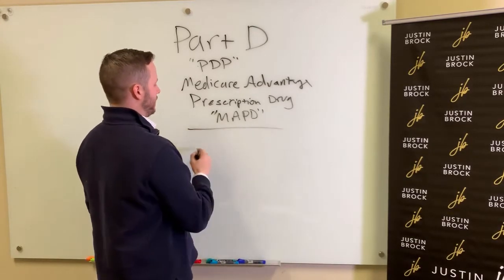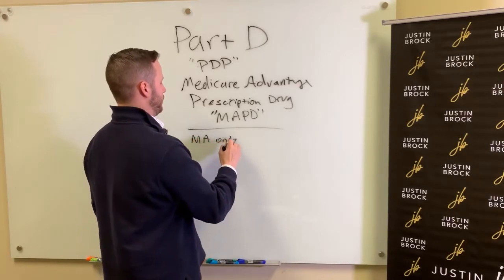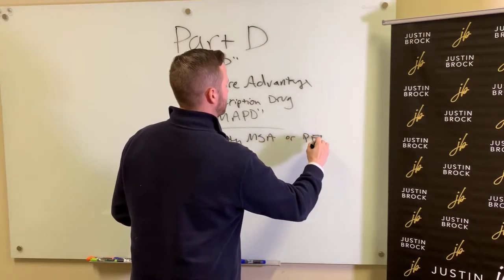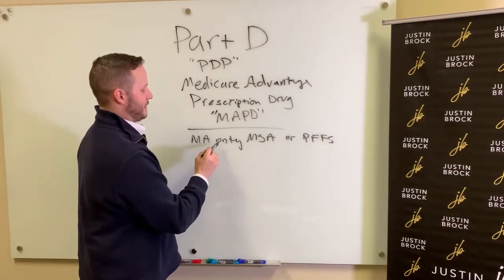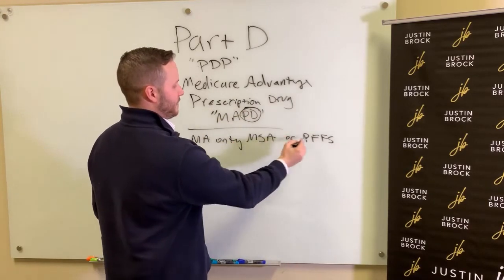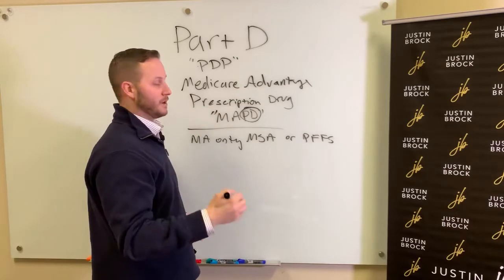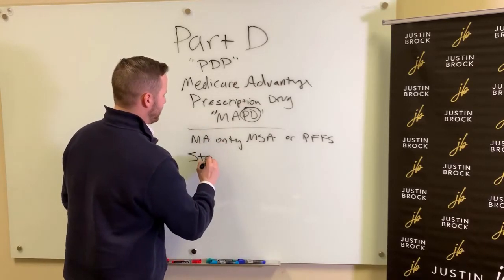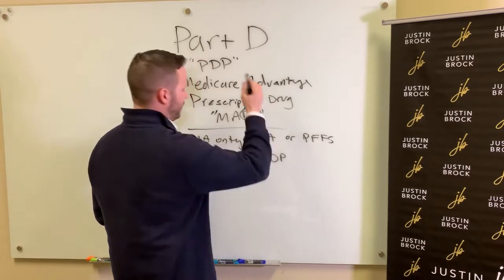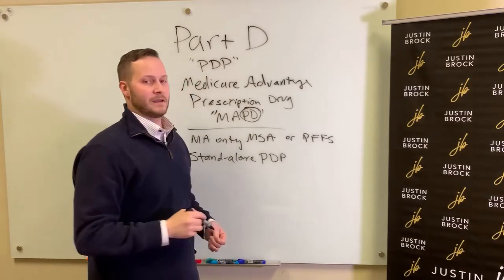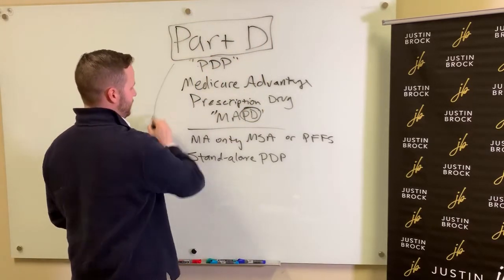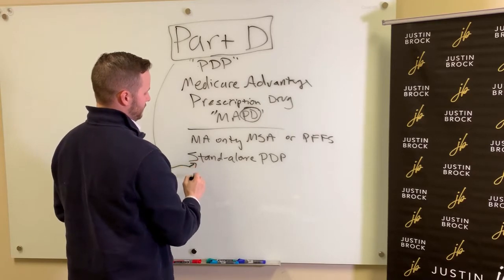But a lot of plans, MA only plans, like MSA or PFFS. So that's a lot of Medicare Advantage only plans without that PD portion. Like a Medicare savings account or a private fee-for-service plan, come with no drug coverage, but do allow you to buy what's called a stand-alone PDP or prescription drug plan, Part D plan. Those are all administered by private insurance companies, because even though it's a part of Medicare, being Part D, they outsource that to these standalone PDP companies.